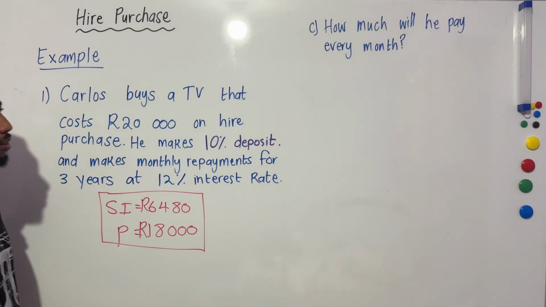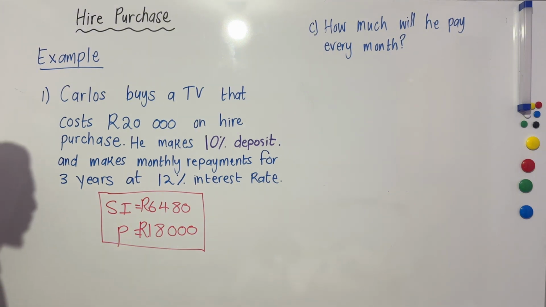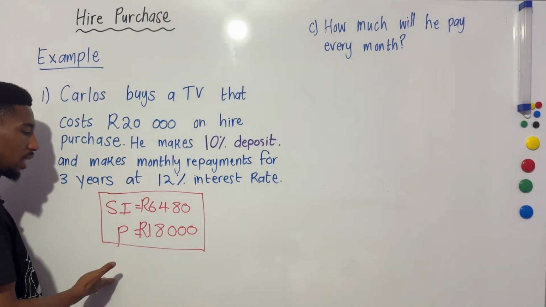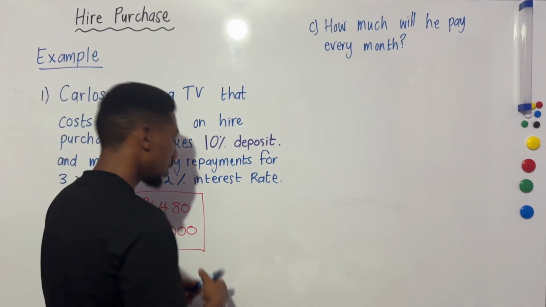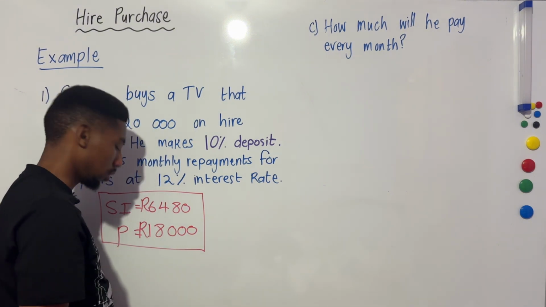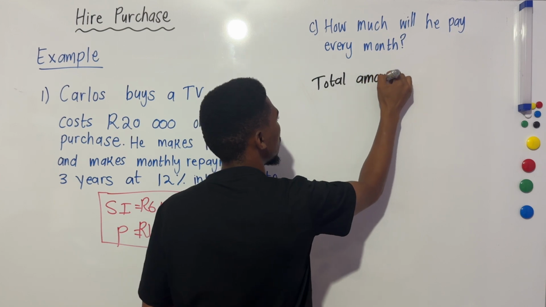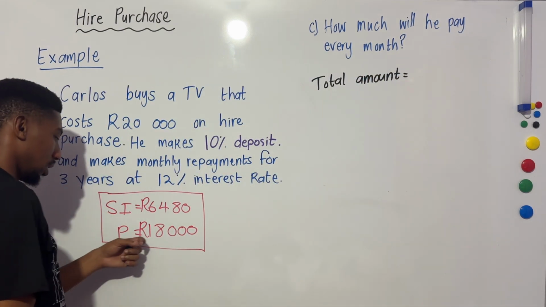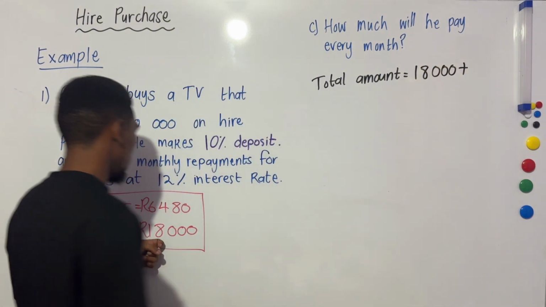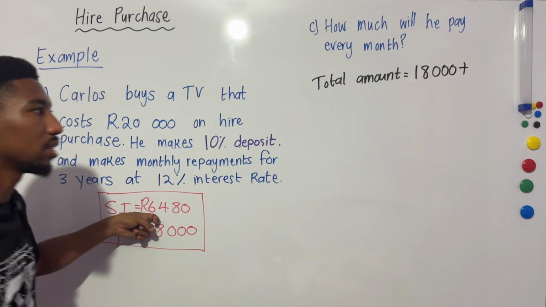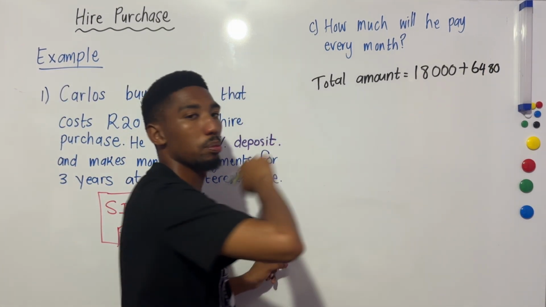Okay. She asks us, how much will he pay every month? Right. So we know that how much does he have to pay back in total? We need to find that. So the total amount that he has to pay back, we're going to take the amount that he loaned, which is 18,000, and you're going to add it to the interest. Like we said, the interest is being added now. So it's 6,480 because he also has to pay that back as well.